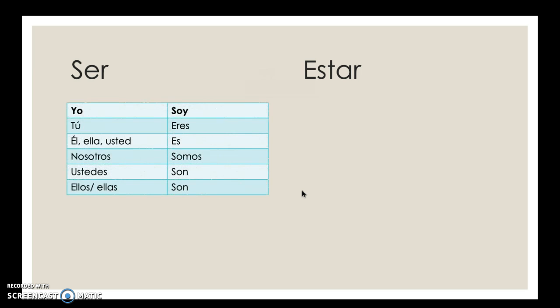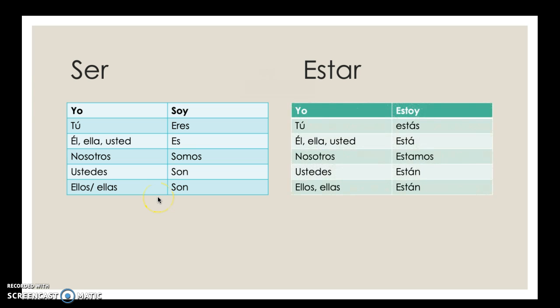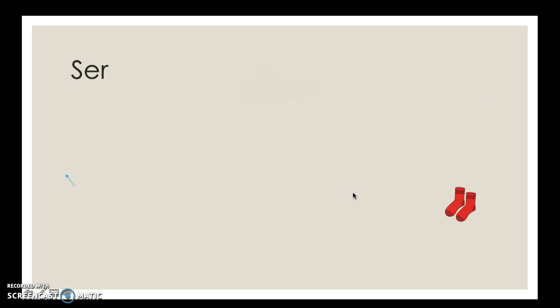Okay, so these are the conjugations for ser. Yo soy, tú eres, él es, ella es, usted es, nosotros somos, ustedes son, ellos o ellas son. And for estar, we have yo estoy, tú estás, él, ella, usted está, nosotros estamos, ustedes están, ellos, ellas están.